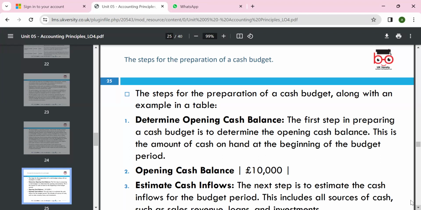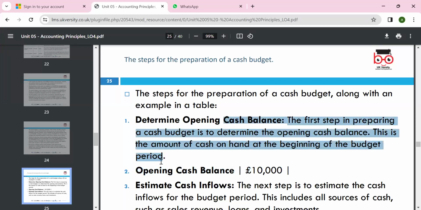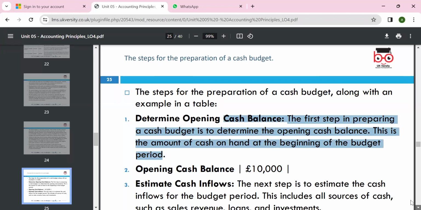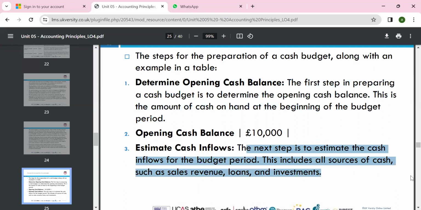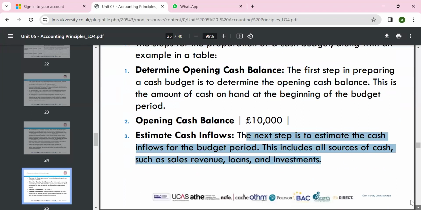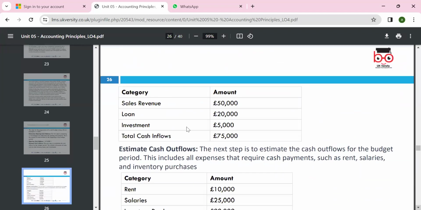Okay, so the first thing when you're making the cash budget is to determine the opening balance, how much balance you have at the start of the business or the start of the period. Let's say you kept 10,000. Then the estimated cash inflow: how much money will come in, and how much money will go out. So let's say we have a sale.